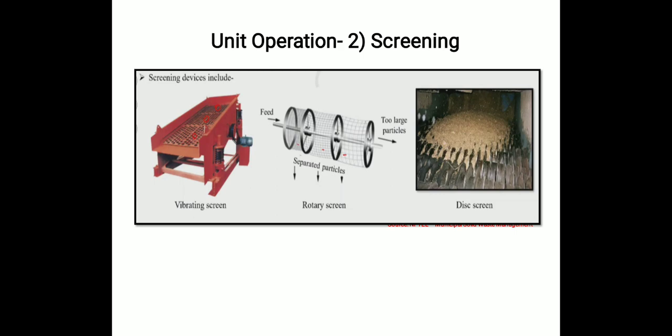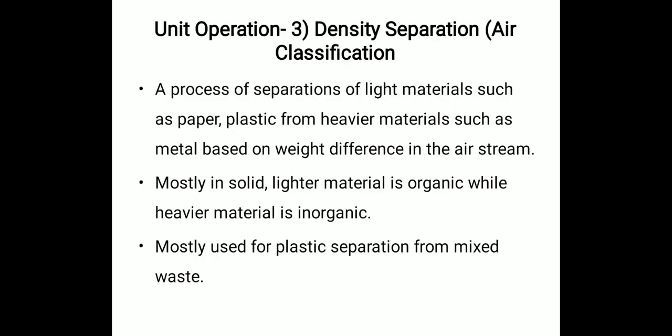The third picture is the disc screens, where discs of different sizes are provided so that we can get products of different sizes, so that we can separate it on the size basis. Third unit operation is the density separation, also known as air classification.